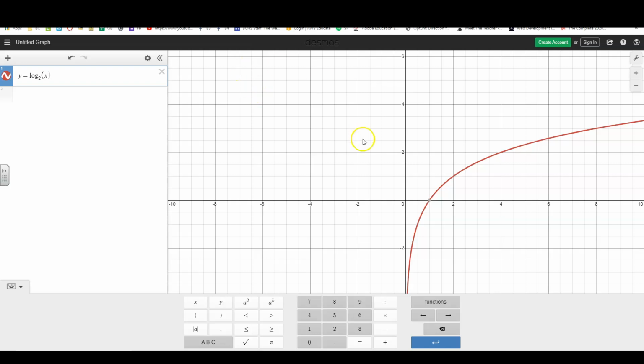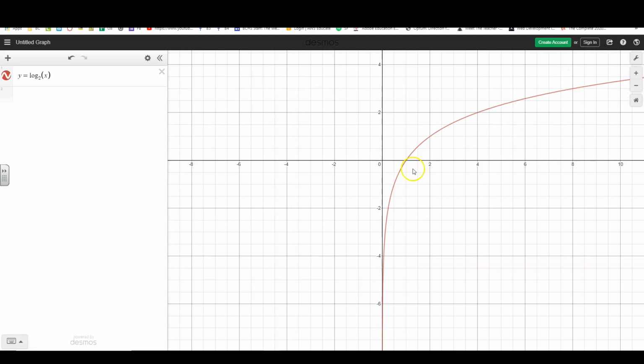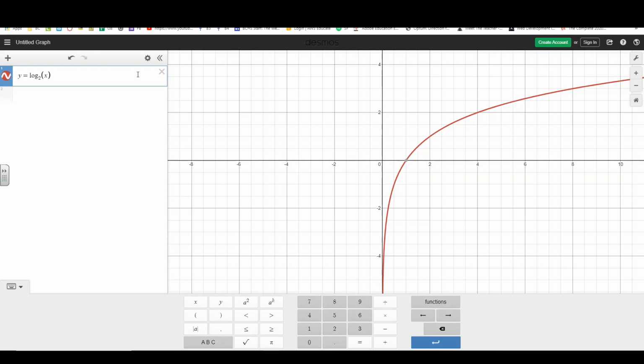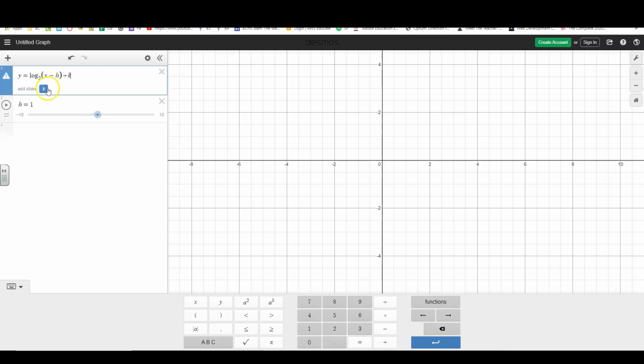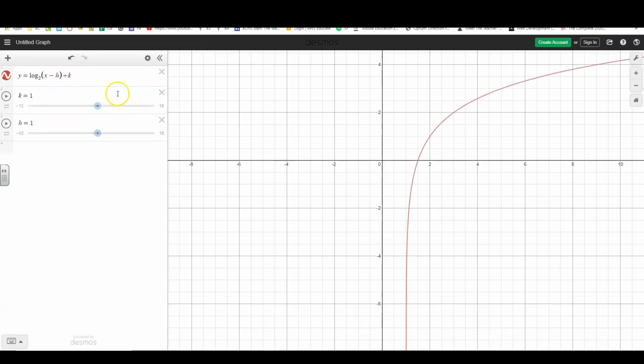So here's the log base 2 of x. This is what we just graphed in that example. And we're going to add all those things. We're going to add an h value, we're going to say minus h. We're going to add a k value, plus k. And so if I change the h value, you're going to have this horizontal shift going left and right with the same basic shape of a log function. If we have the k value changing, we're going to have a vertical shift.